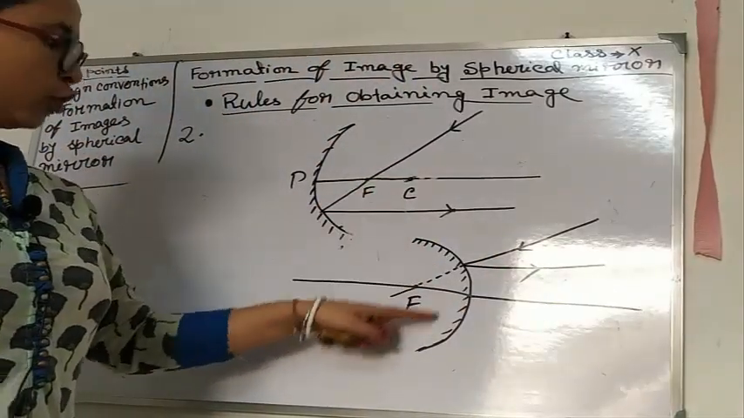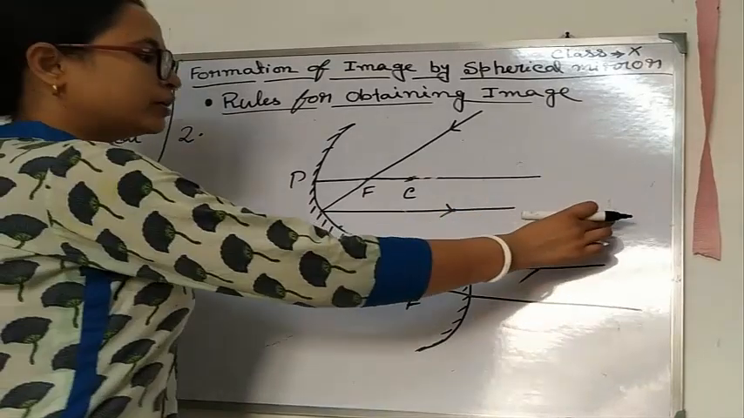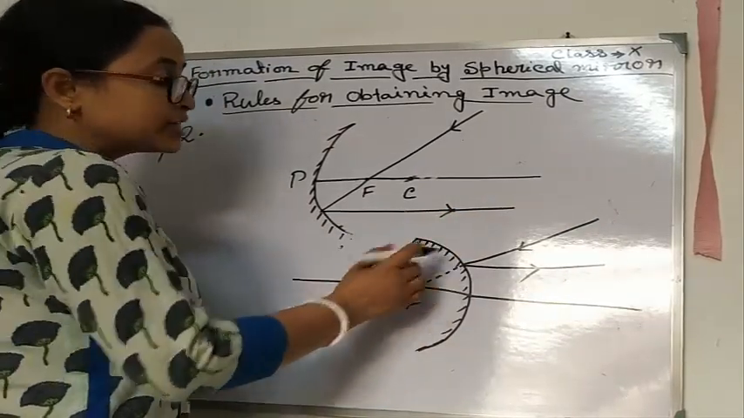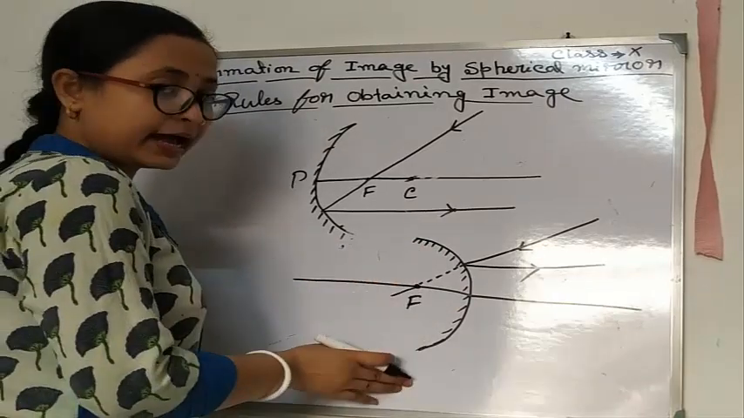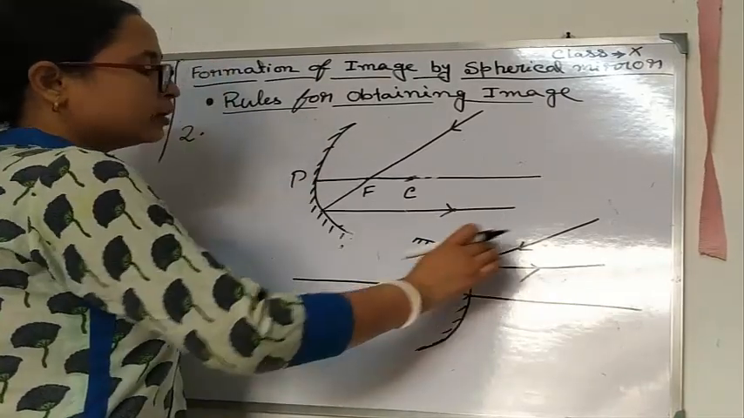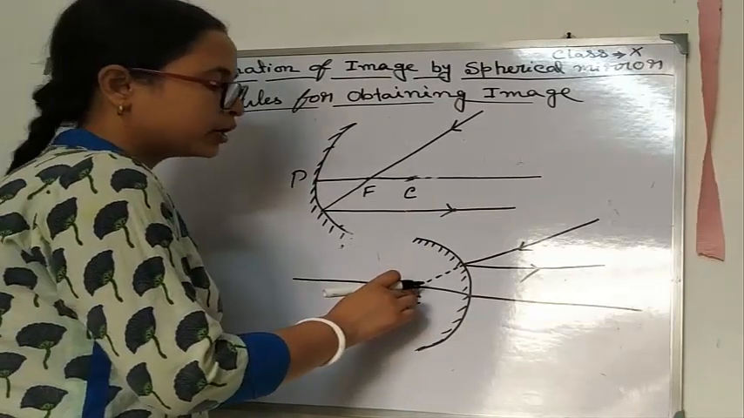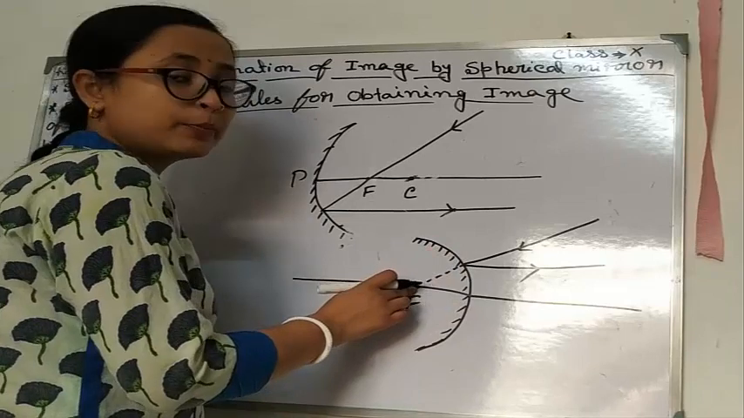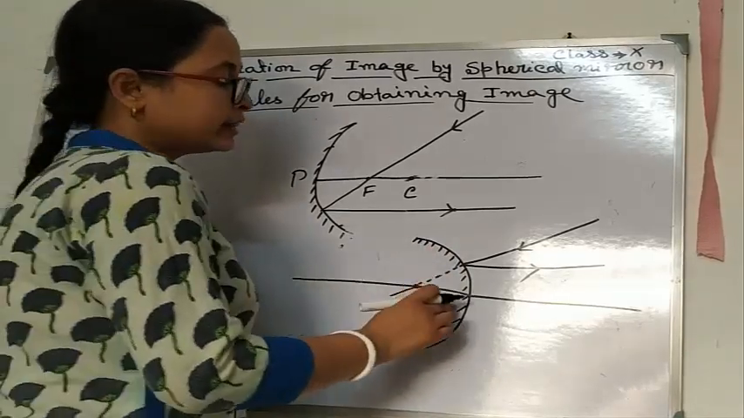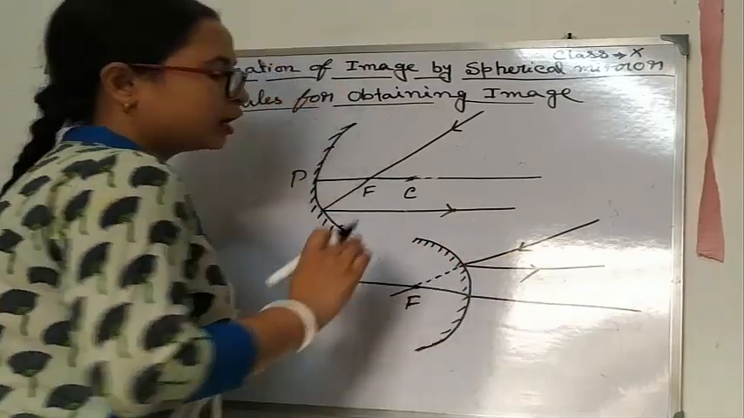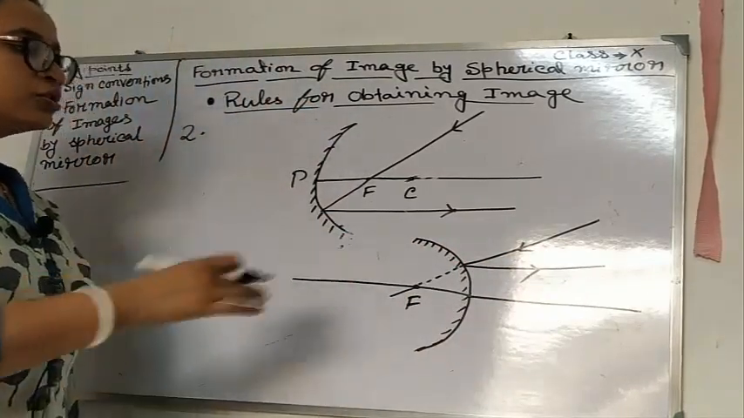Now, this is our convex mirror. Whenever the light is passing through the focal point, that means appears to pass, you can see it is a diverging mirror now. So, it will not pass through the focal point or principal focus. If you extend this line, it will appear to pass through the focal point. In that case also, the light ray after reflection becomes parallel to the principal axis. So these are the three rules.